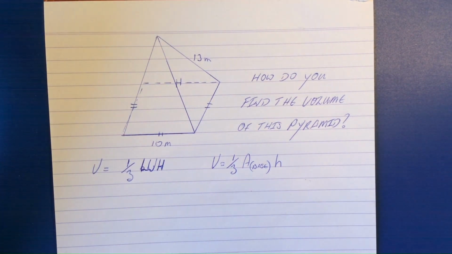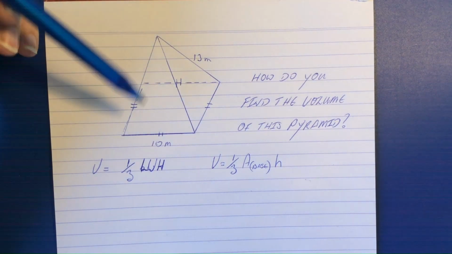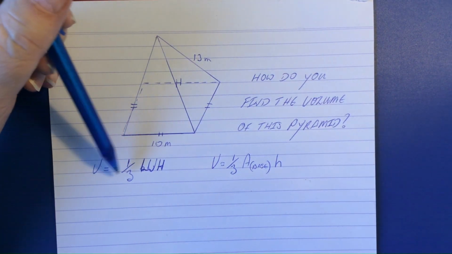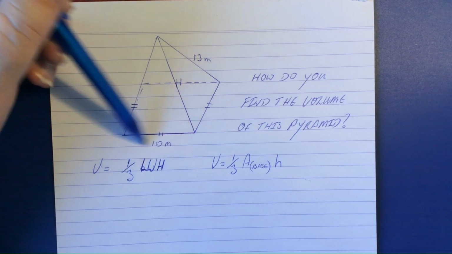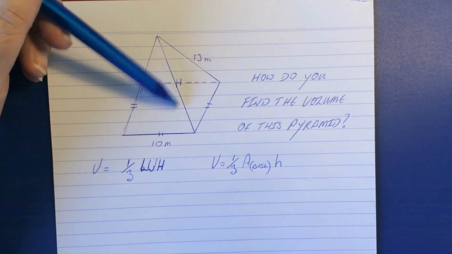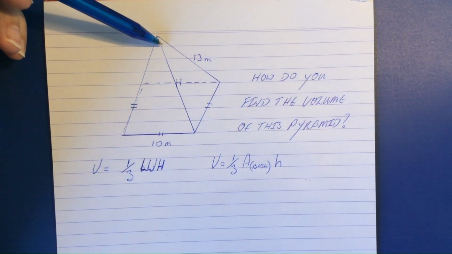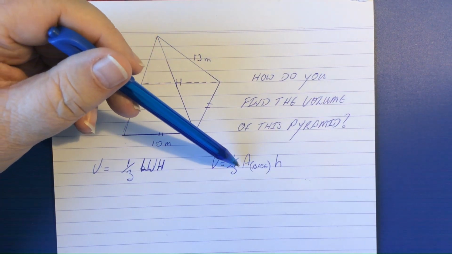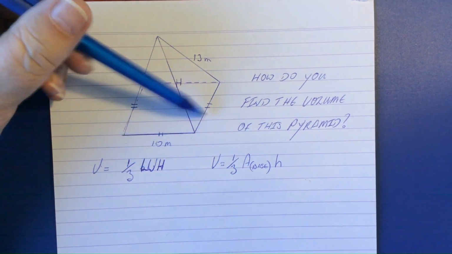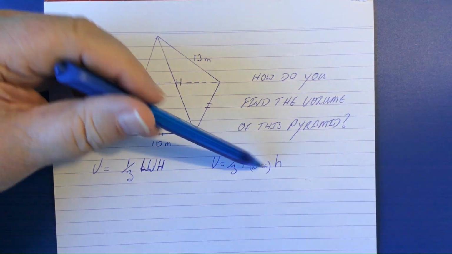How do you find the volume of this pyramid? Well, if you know all the relevant measurements, then there are two easy ways. The first is the volume is equal to 1/3 of the length times the width times the height, or the area of the base, because length times width gives you the area of the space, times the height.